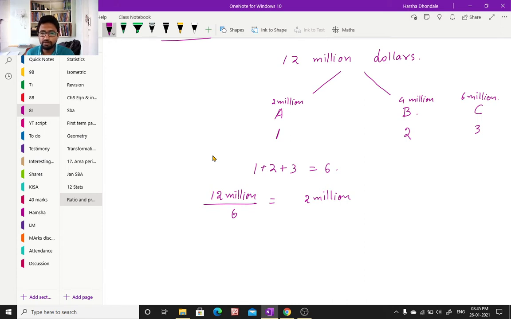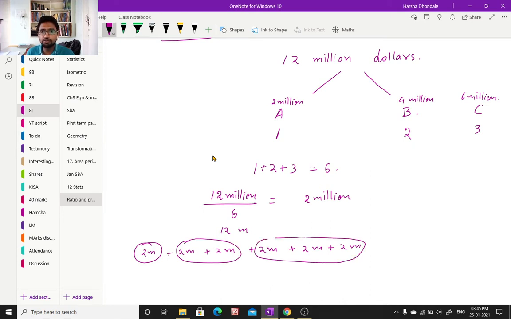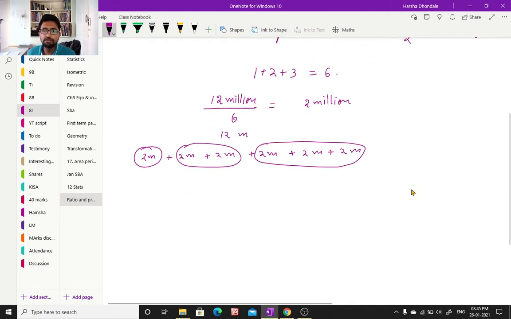Or it can be done in different ways. I have 12 million here. I divide it into 2 million plus 2 million plus 2 million plus 2 million plus 2 million plus 2 million. One part goes to A, 2 parts goes to B, and then 3 parts goes to C. Another way of doing it is like, A gets 1 part out of 6 parts of the 12 million.